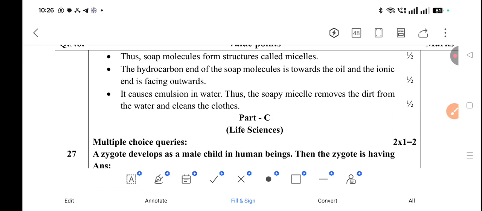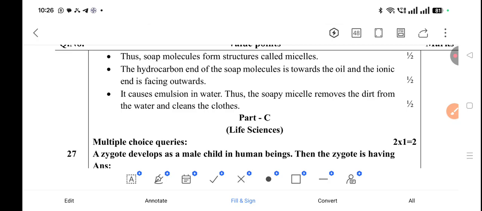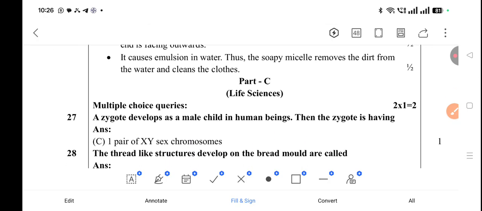The hydrocarbon end of the soap molecule is towards the oil, and the ionic end is facing towards the water. Then it causes emulsion in water. Thus the soapy micelles remove the dirt from the water and clean the clothes.